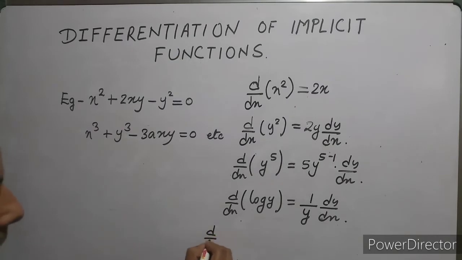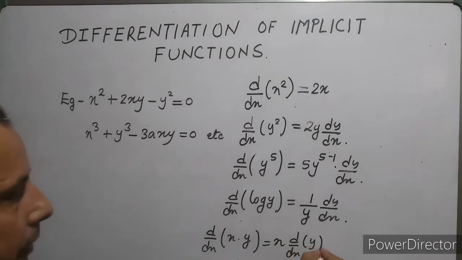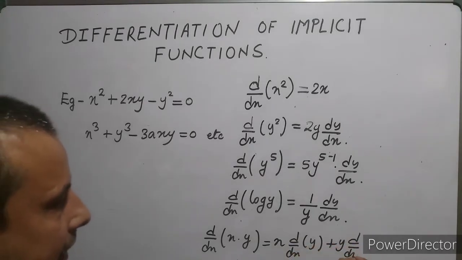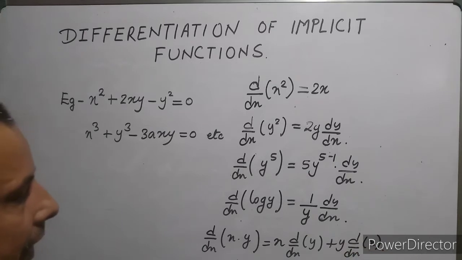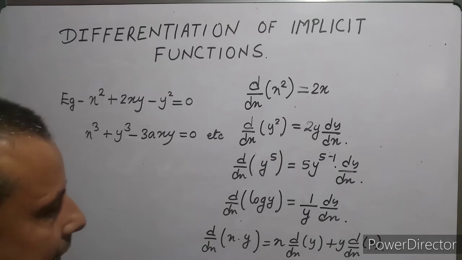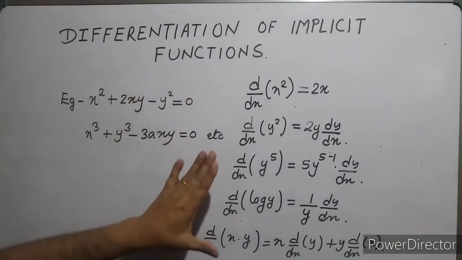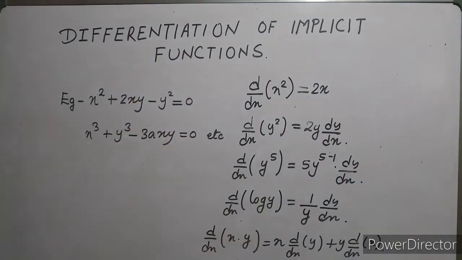Now suppose you get a function like x into y, then you have to use the u into v formula: u dy dx of v plus v dy dx of u. So x, derivative of y is dy upon dx, plus y, derivative of x is 1. If you learn this concept of differentiation of implicit y with respect to x, it will be easy for you to understand the derivative of implicit functions. Next I'll apply the same thing in numericals.